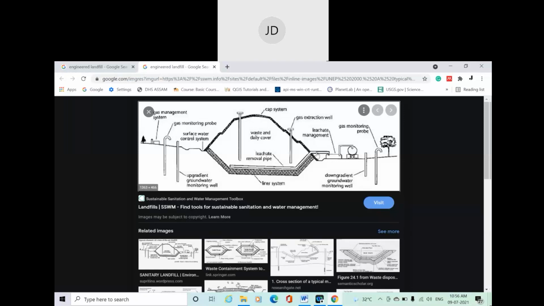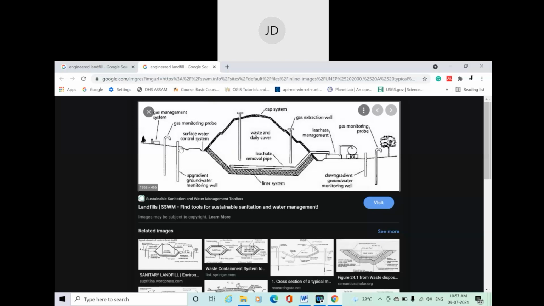Next, a gas monitoring system is also there, because we don't want the gas to penetrate into the ground. Even gas can distort the structural characteristics of the soil. Then there are upgradient and downgradient groundwater monitoring wells, provided if your ground surface is inclined, on both sides. A surface water control system is also provided here. Groundwater monitoring is done from time to time to check the quality of the water.